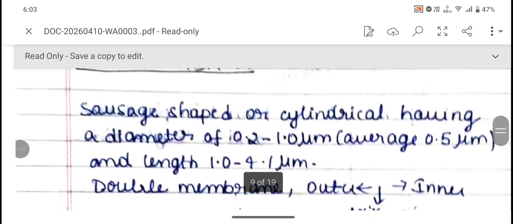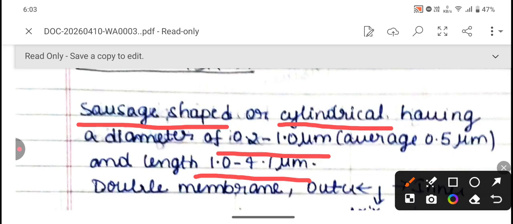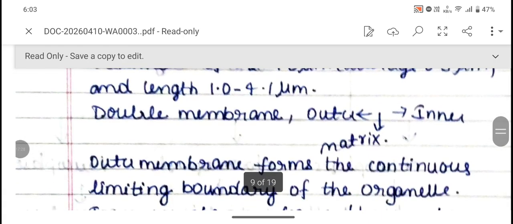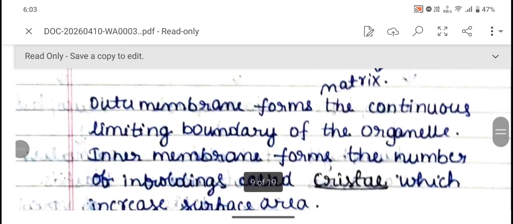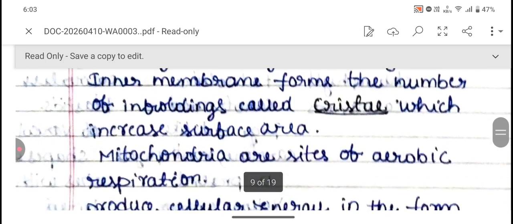The mitochondria, which is the powerhouse of the cell, is a sausage-shaped organelle, or it has a cylindrical shape having a diameter of 0.2 to 1.0 micrometre and a length of 1.0 to 4.1 micrometre. It is double membraned. It consists of an outer membrane as well as an inner membrane. The outer membrane forms the continuous limiting boundary of the organelle, and the inner membrane forms a number of infoldings called cristae, which increase the surface area.